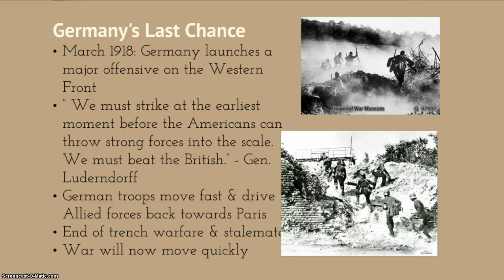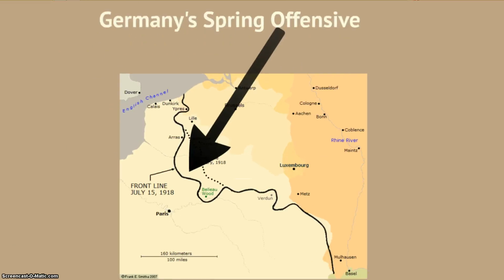They launch a major offensive on the Western Front, but they're only fighting a one-front war, and they're trying to do this quickly before the Americans are really ready to go. They are trying to drive the forces towards Paris, and they're going to end trench warfare in the stalemate. So the war does finally quickly move.